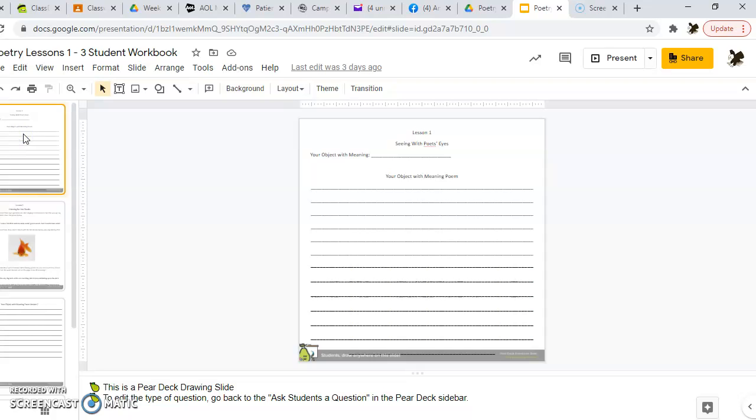This first page, you just have lines where you're going to do an object with meaning. I want you to find something on your desk, on your person. Maybe it's your barrette. Maybe it's a rubber band. Maybe it's a book. Maybe it's an eraser. Maybe it's your chair. Anything that is around you, take that item and write me a poem about it. Write your teacher a poem about it. Sound like a plan?